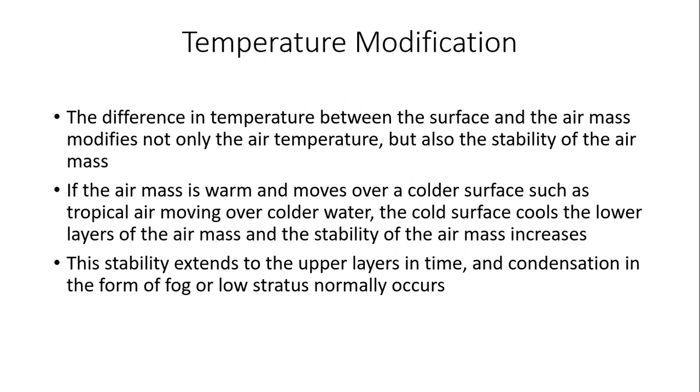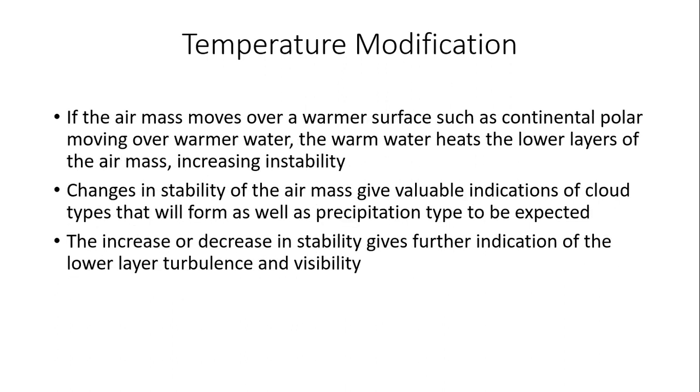So this stability is going to extend to the upper layers in time, and you'll get this condensation where your invisible water vapor condenses out into liquid form as cloud droplets. And usually the weather associated with a stable air mass, where you have warmer air aloft over a cooler surface, you're going to see a lot of fog or low stratus clouds.